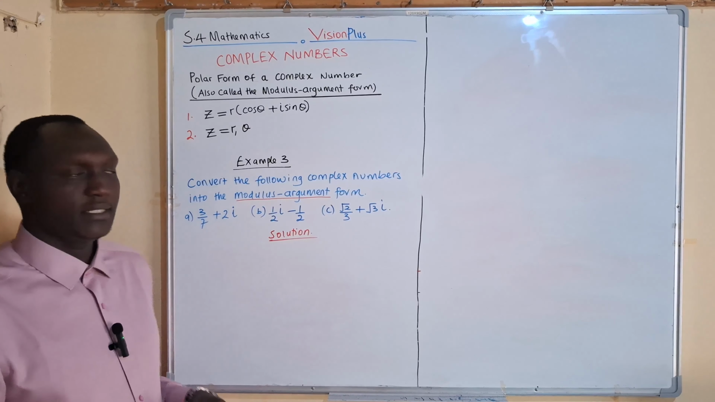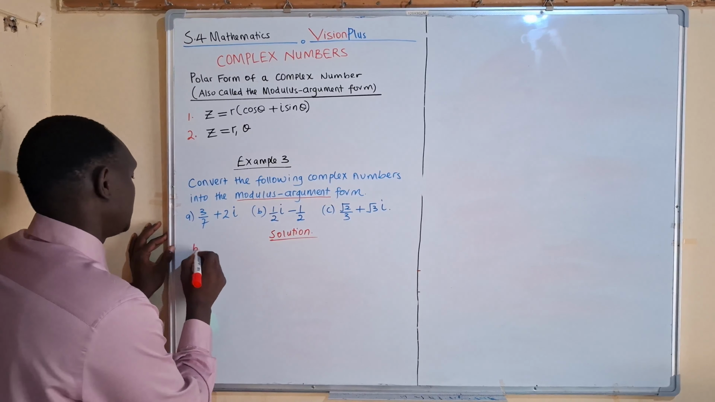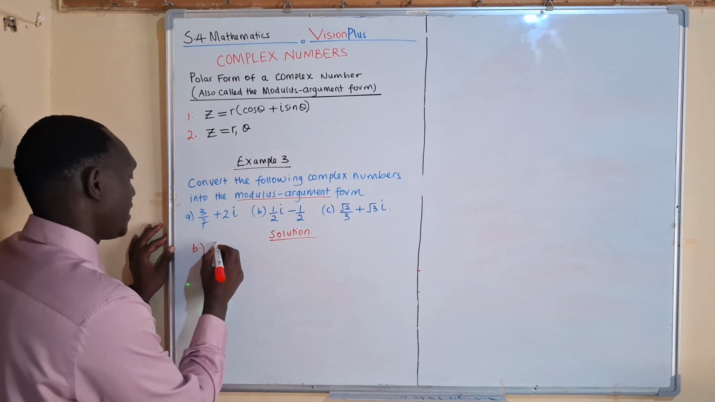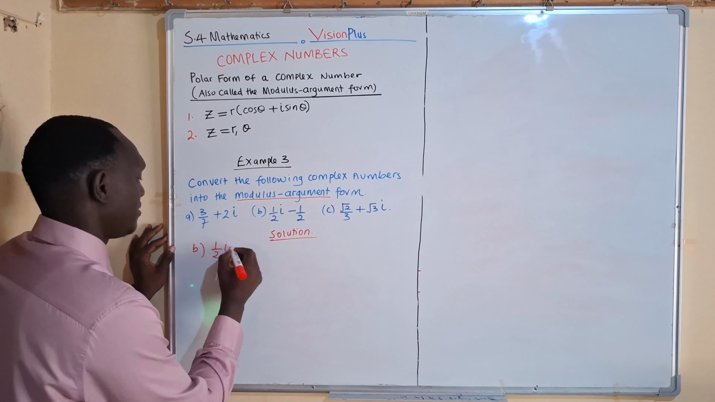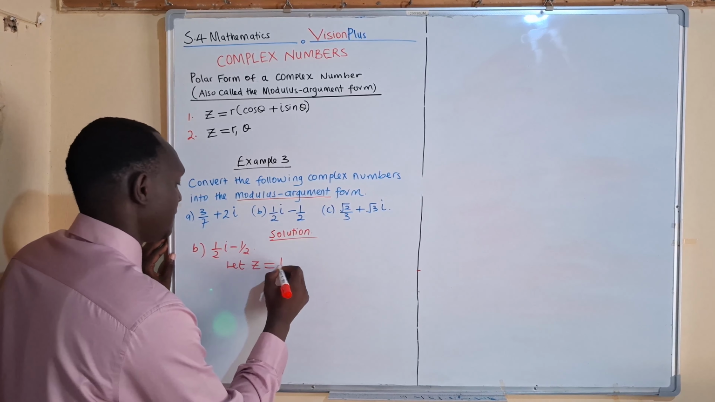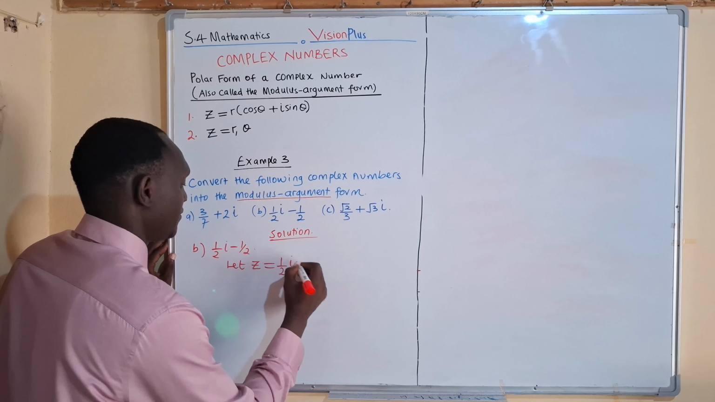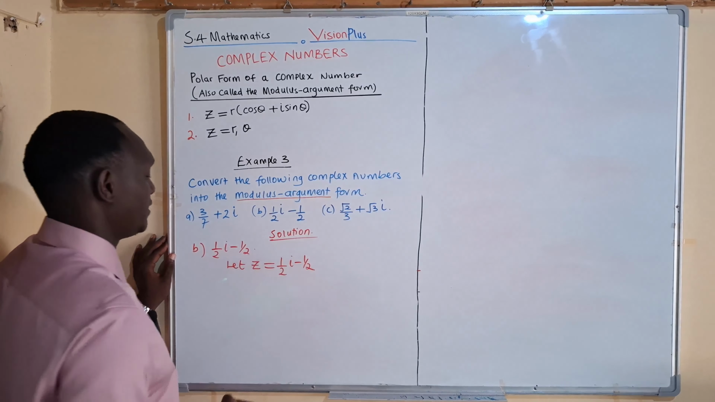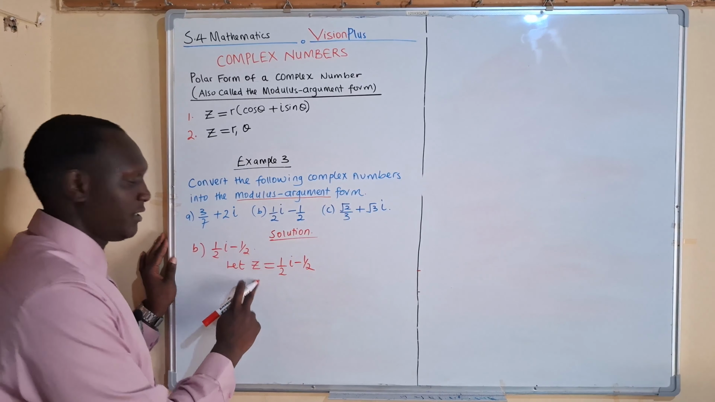And then going to part B. Part B says that we are given a complex number, a half, i minus a half. So we start by saying let Z be that complex number, a half, i minus a half. And then we find the magnitude of this complex number.